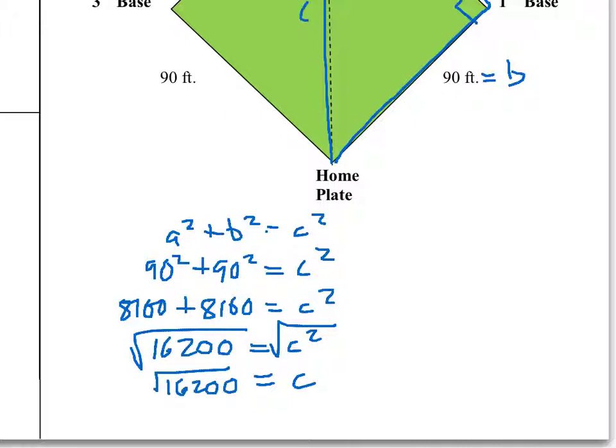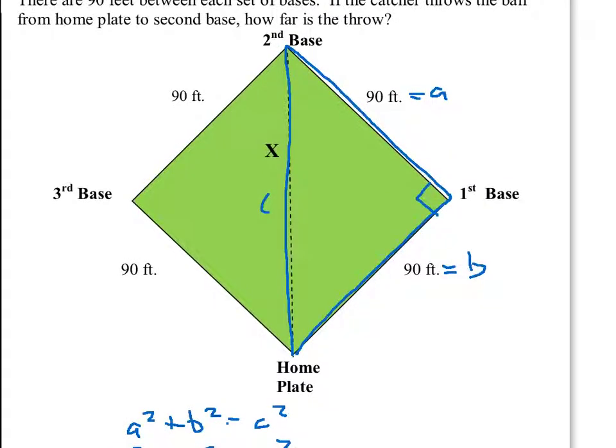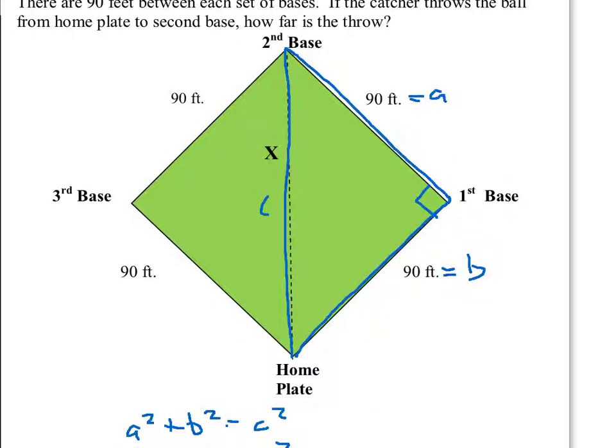C is the square root of 16,200. Now, we can estimate that this is between two numbers. That will be part of your can do. You can do that as can do. I can tell you that because it has to be larger than either of the legs, it's going to be larger than 90. It also has to be less than the sum of the two legs, so it's going to be less than 180. You can do that on your own later. All right, let's flip on over.